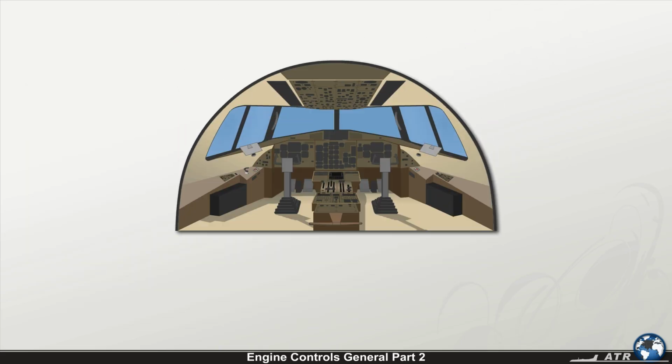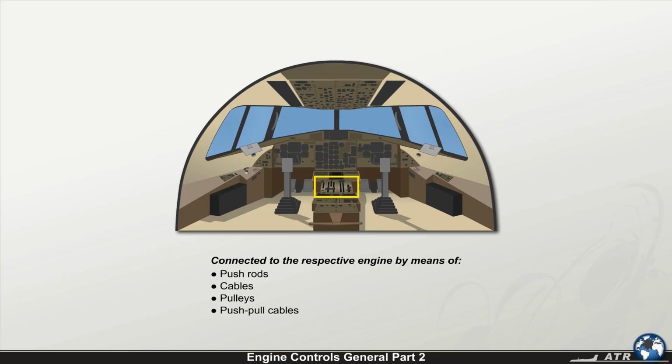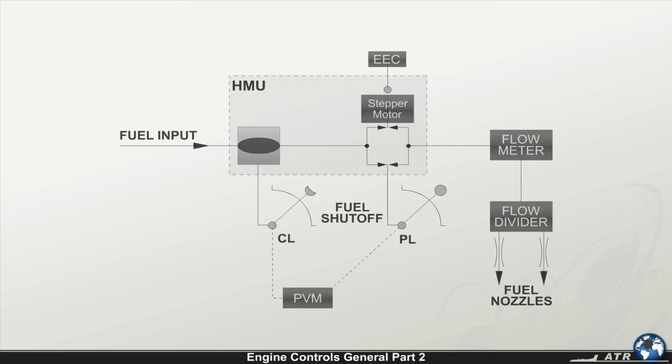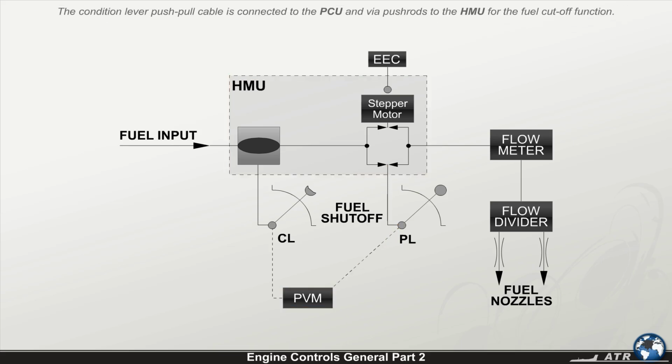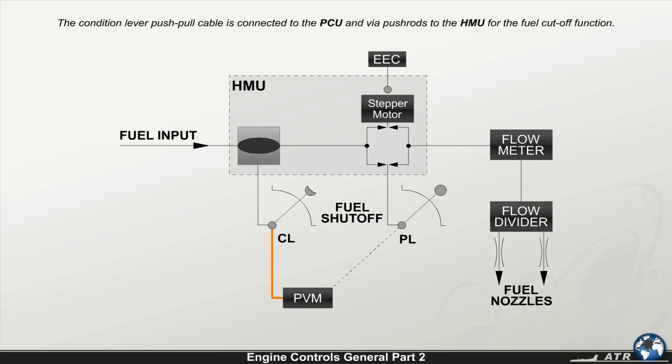The power levers and condition levers are mounted in the center pedestal and are connected to the respective engine by means of push rods, cables, pulleys, and push-pull cables. The power lever push-pull cable is connected to the fuel hydromechanical control unit lever and to the propeller valve module, PVM, via pushrods. The condition lever push-pull cable is connected to the PVM and via pushrods to the HMU for the fuel cutoff function.